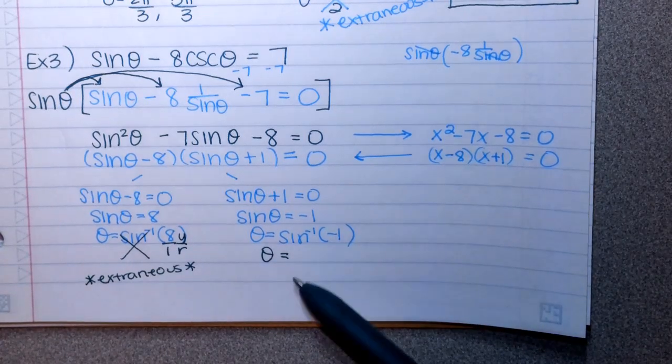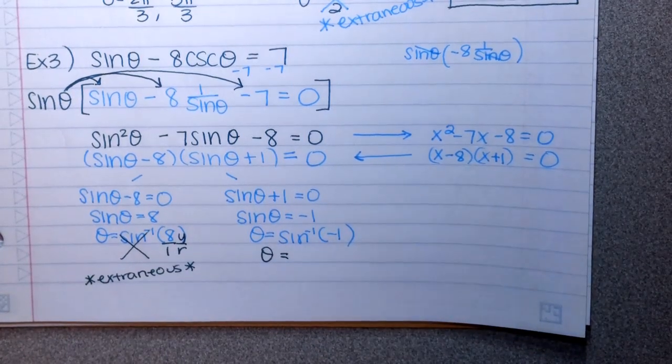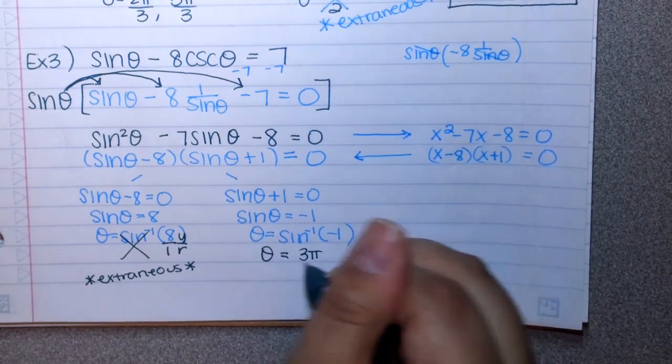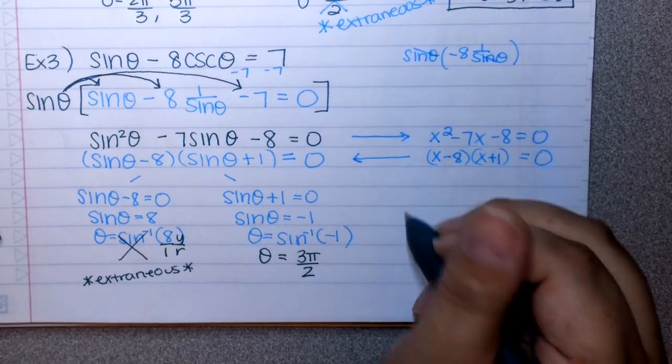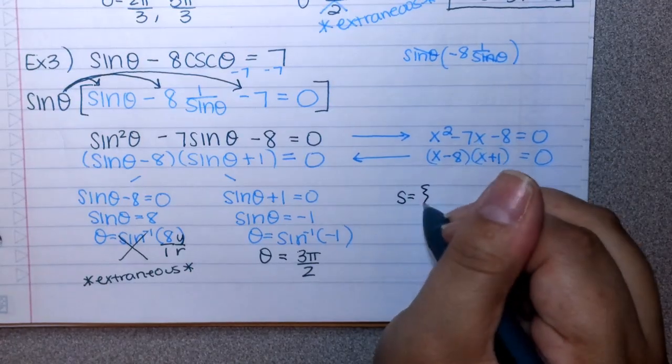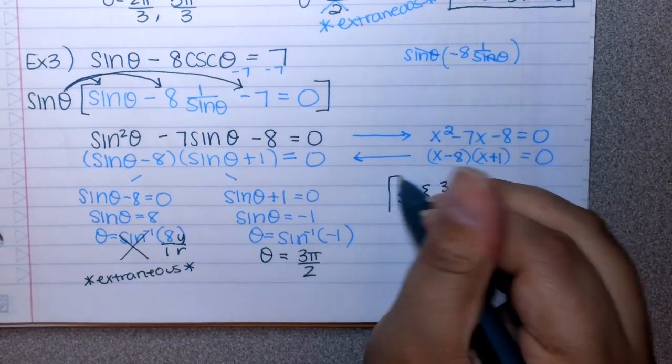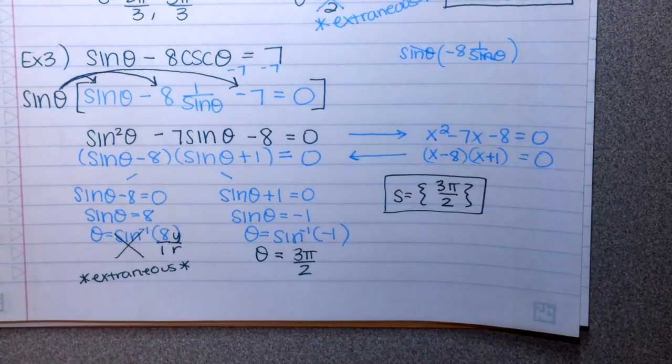Okay. What is the inverse sine of negative 1? 3 pi over 2. And so what is my solution? Just 3 pi over 2. Are we okay over there? Can I answer any questions?